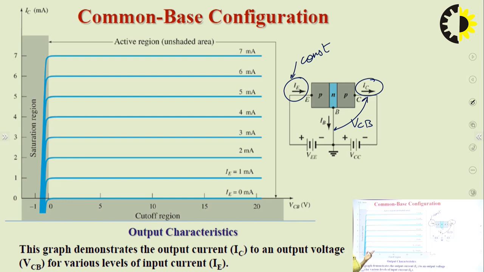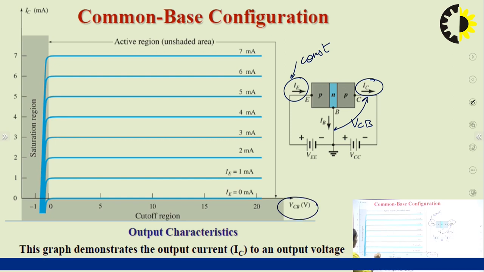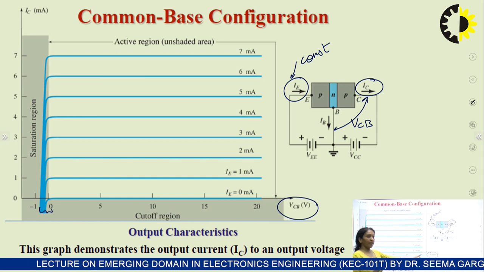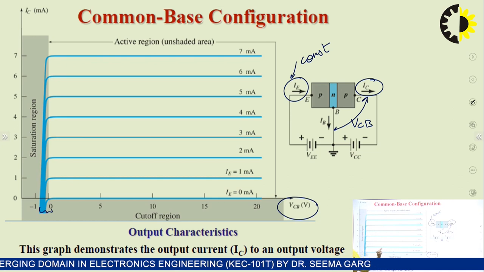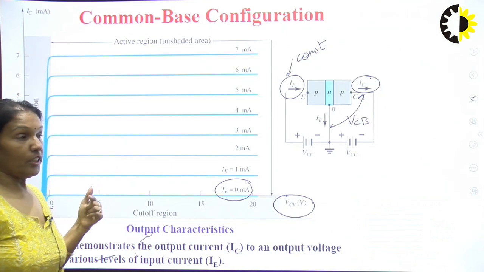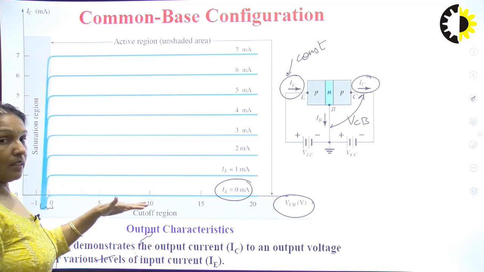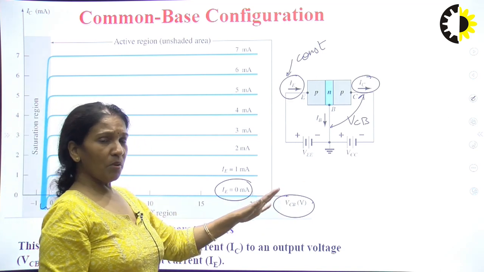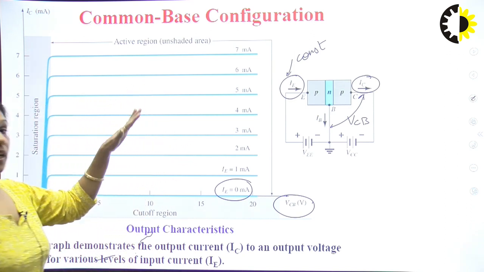Here we can see in the characteristic curve that although we are increasing this voltage, the current becomes constant after a certain point and is not increasing, though you are increasing the voltage from 0 volt up to 320 volt or even more. So the effect on the output current is only due to the input current. If you change the input current, only then does your output current change. Otherwise, the effect of this voltage on the output current is almost negligible.